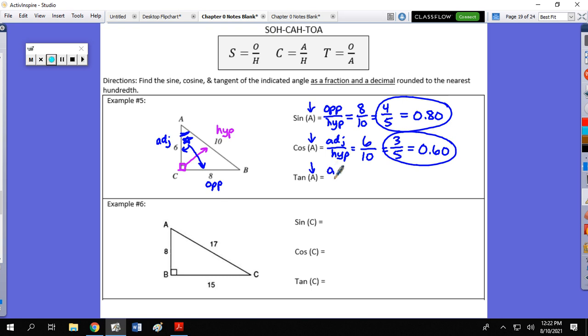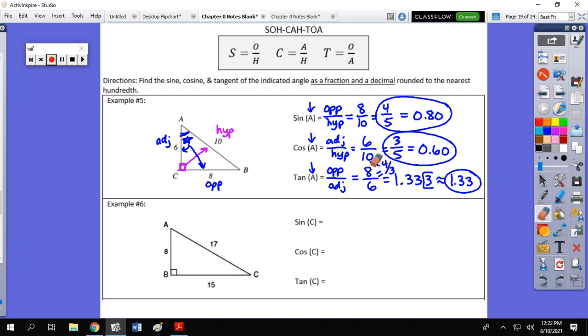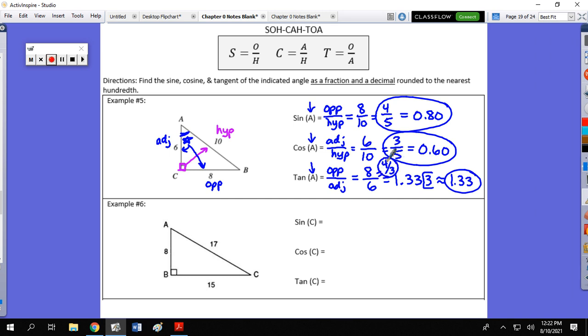Finally, the tangent of A, according to SOHCAHTOA, is the relationship between the opposite and the adjacent. So we would say 8 over 6, which is 1.3 repeating. To round to the nearest hundredth, we would look at the third digit, which is a 3. Since that is less than 5, we would round down, and we would have a value of 1.33 for our tangent. Now it is worth noting that I should have reduced this fraction to 4/3, which is approximately 1.33.